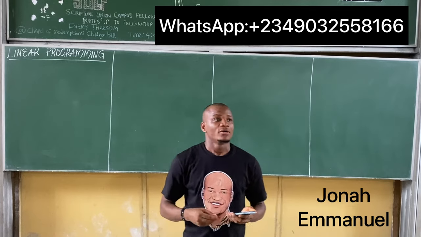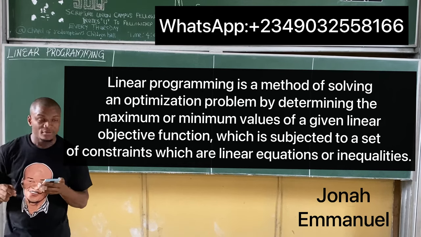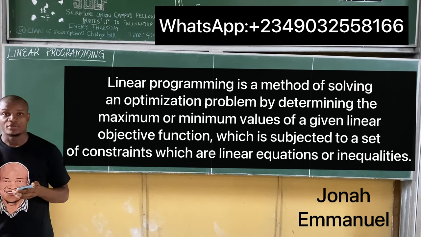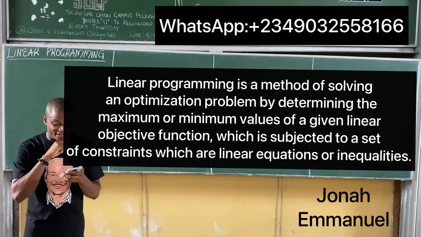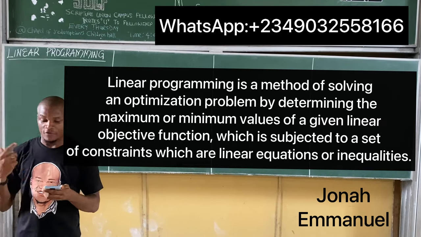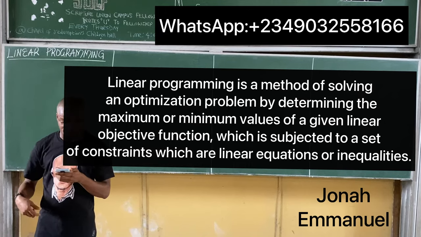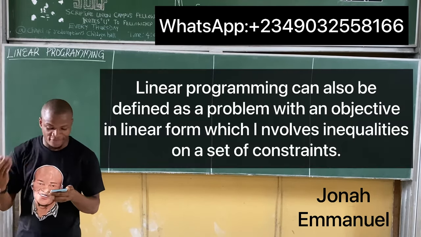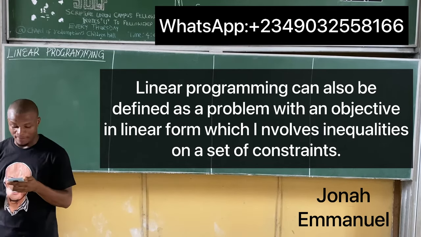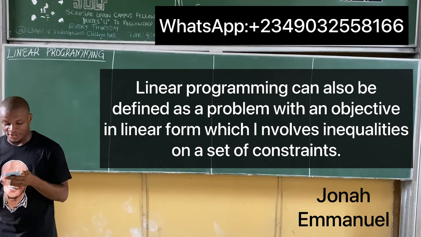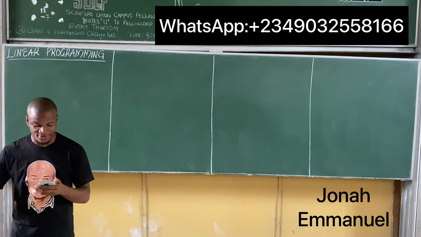Linear programming is the method of solving an optimization problem by determining the maximum and minimum value of a given objective function, which is linear and subjected to a set of constraints, which are linear equations or linear inequalities. It can also be defined as a problem with an objective in linear form, which involves inequalities as a set of constraints. Summary, please.